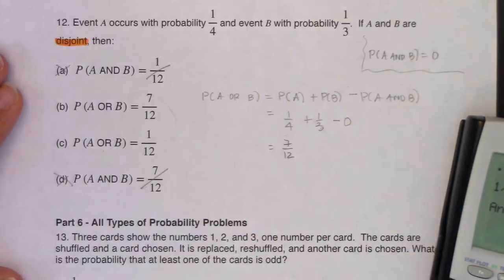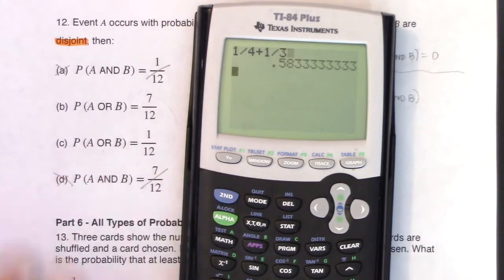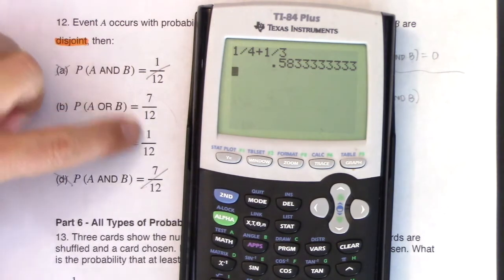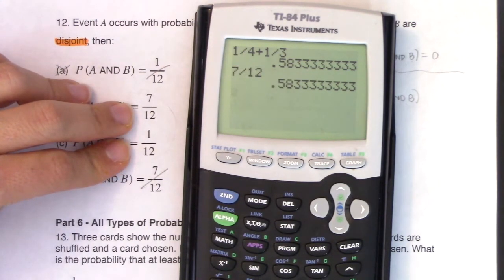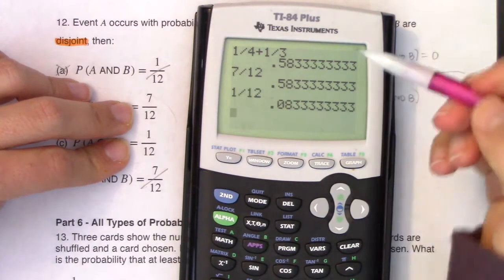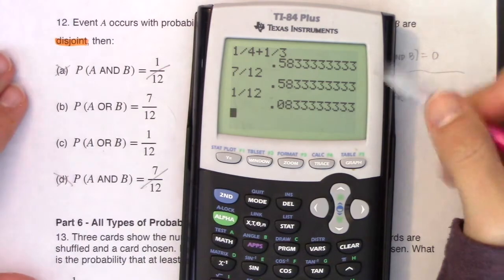But let's say you didn't want to do either. So let me clear this out and show you. If you knew that the decimal was 0.583, then try each of these fractions on your calculator. Try 7 out of 12 and try 1 out of 12. You'll see that the 7 out of 12 was the one that matched, so B must have been your answer.